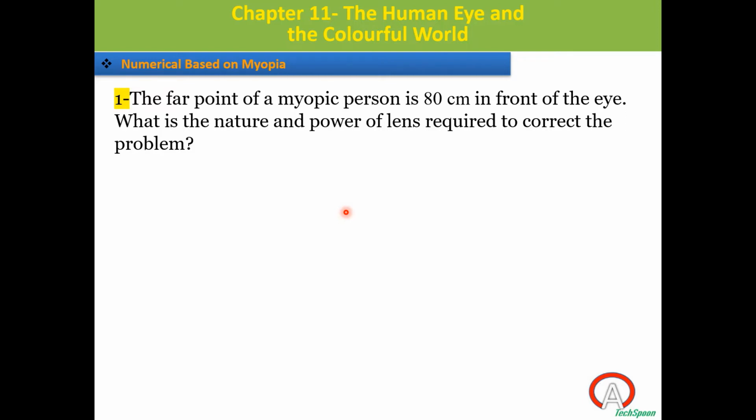Here, write down this problem. Two problems. The far point of a myopic person is 80 centimeter in front of the eye. What is the nature and power of lens required to correct the problem?